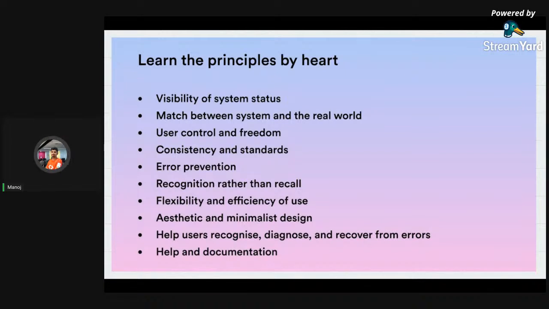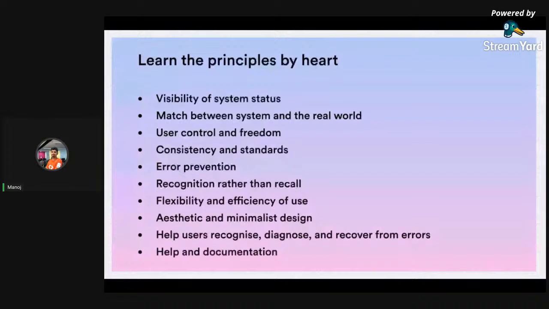Next is user control and freedom. User control and freedom uses the control to consistently redo. So if they have performed any action, people can consistently update or redo it. So this is a very main thing. If you're building a food ordering app and the user has ordered the food, you have to give the option to cancel so that the users can cancel their order.